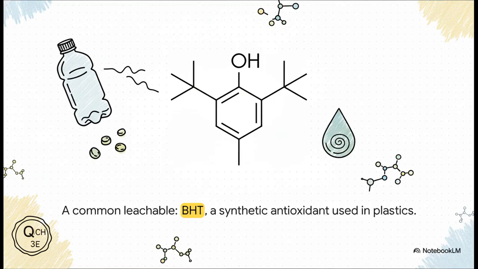So this isn't all just theory. Let's put a face to the name. This is BHT. You've probably seen it on food labels. It's an antioxidant, and it's used in all sorts of plastics to keep them from degrading. And because it's so common in manufacturing materials, it's one of the most frequent flyers we see in E&L studies. It loves to migrate out of packaging and into the drug product.